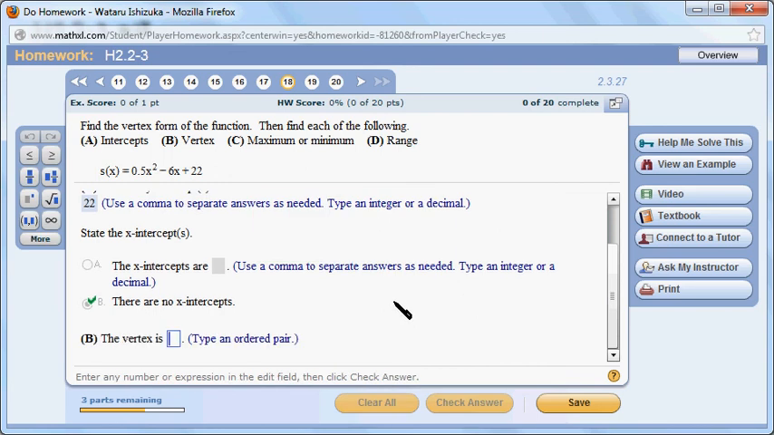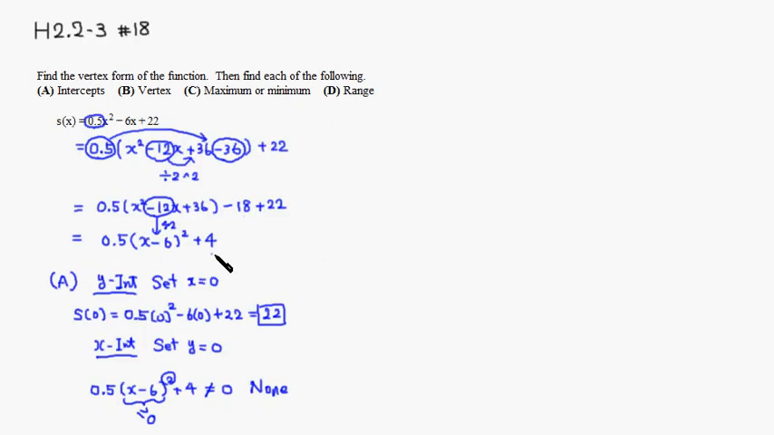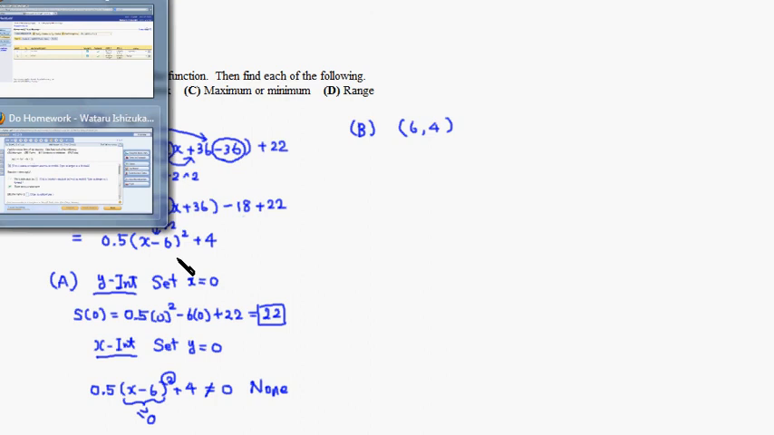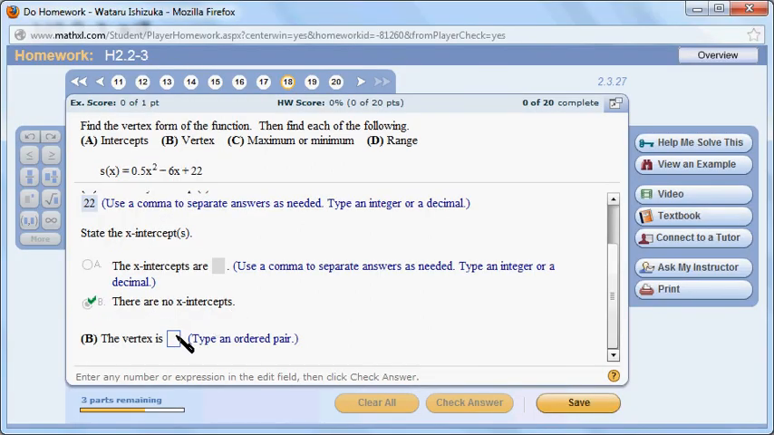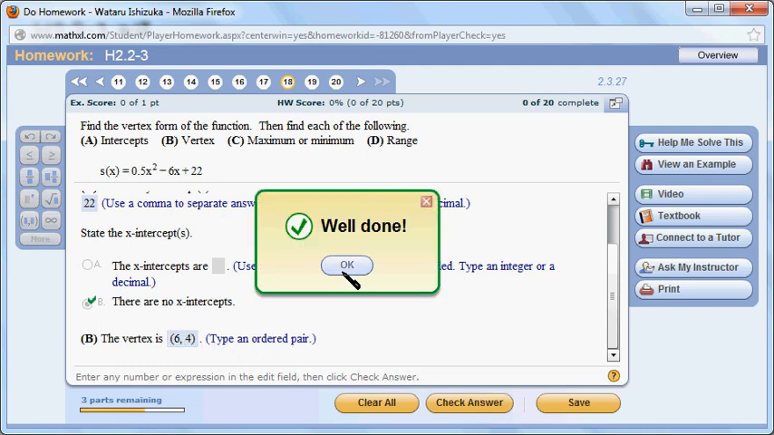All right, the next one, the vertex. So this is part B. Vertex, so it's a negative 6, so it's going to be positive 6. And the plus 4 here, so it's plus 4. So 6 comma 4. So let's type that in. Vertex is going to be 6 comma 4. Then check the answer. All right, we got that correctly.